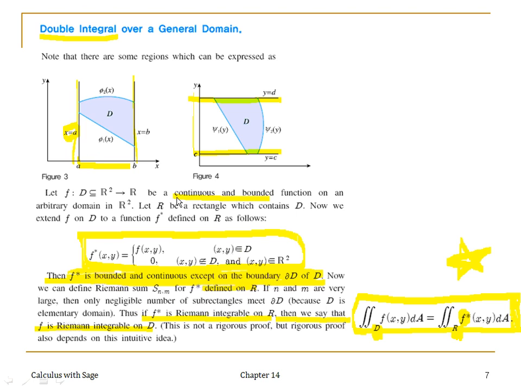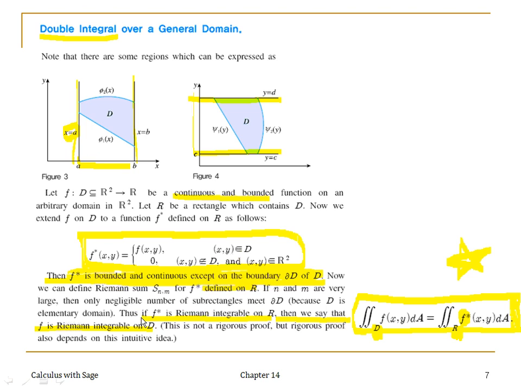Let f be a continuous and bounded function on an arbitrary domain D in R2, and let R be a rectangle which contains D. Now we extend f on D to a function f star defined on R as follows. The function value is the same on D, and if (x,y) is not in D but in R, then we define the function value as 0. Then f star is bounded and continuous except on the boundary of D. This f star is defined on R now.